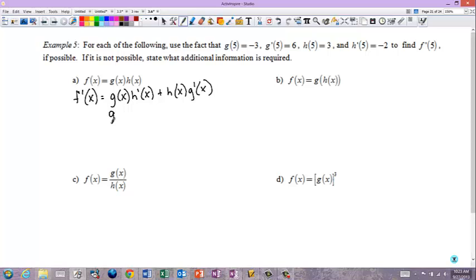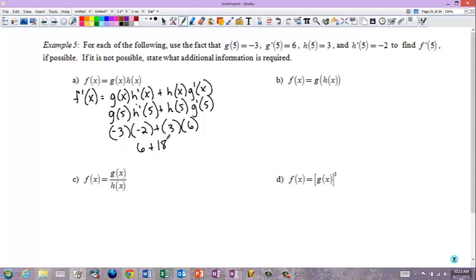And I'm going to fill in my 5 now. G of 5, h prime of 5, plus h of 5, g prime of 5. G of 5 is negative 3. H prime of 5 is negative 2. H of 5 is 3. G prime of 5 is 6. So that 6 plus 18 is 19, 20, 21, 22, 23, 24. You didn't see, but I just counted on my fingers.